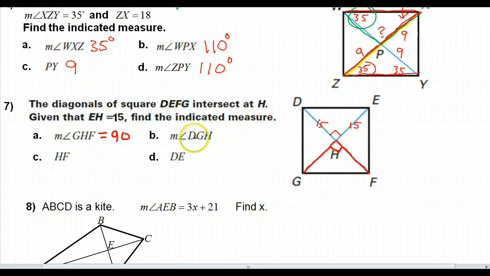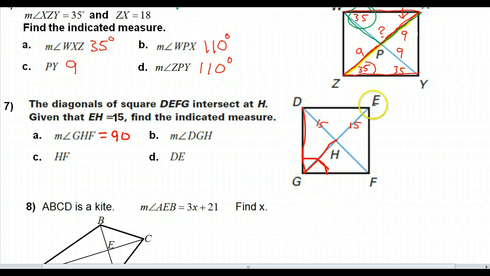Okay, what about angle DGH? Let me start that over again. Angle DGH is like this. This is the angle that we're talking about. Because of the symmetry is how we're going to approach this. This angle right here, the whole thing is 90 degrees.